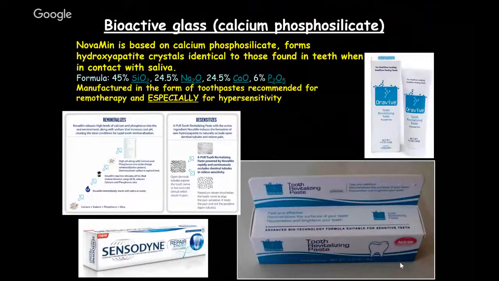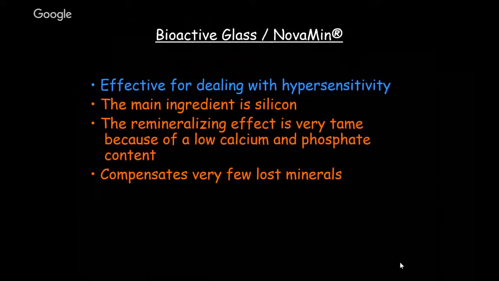And a very active and popular component is bioglass, bioactive glass or calcium phosphosilicate, better known by the name Novamin. Novamin is now very popular. It's the basis of some toothpastes, some gels, and others. What about Novamin? Novamin is effective for dealing with hypersensitivity. Yes, sure, absolutely. But in remineralization it is not active.